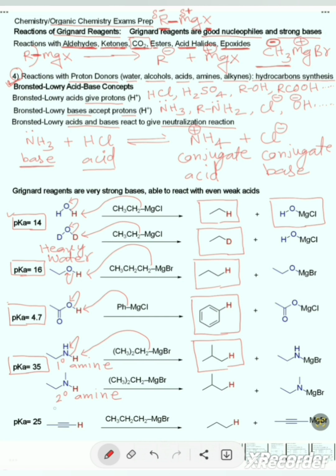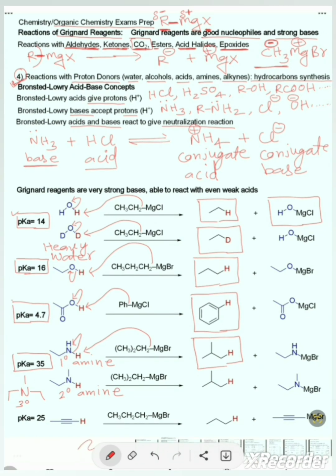Now the tertiary amines are the amines where there is no hydrogen on nitrogen. These are called tertiary amines, where the nitrogen is connected with three carbons or three carbon chains. Since they don't have a hydrogen, they are not proton donors, so they would not react in this manner with the Grignard reagent.